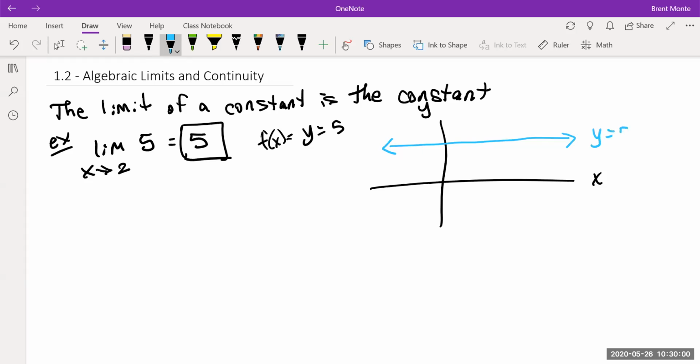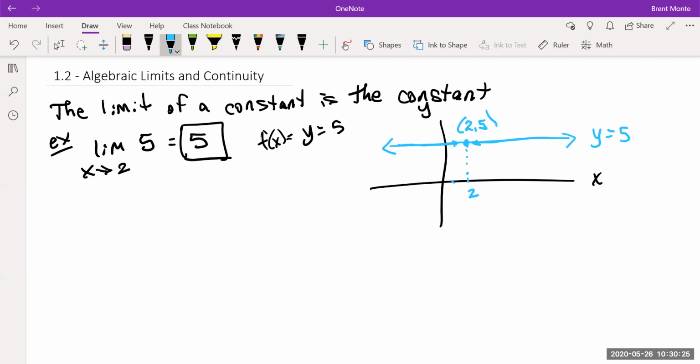That's my line y equals 5. Well, if I go to x equals 2 and go straight up, you know what the y value is? Yep, it's 5. So that's the point (2, 5). The limit exists because if I come in from the left, I'm going towards y equals 5. If I come in from the right, I'm going towards y equals 5. So that's my limit. The x value didn't matter.